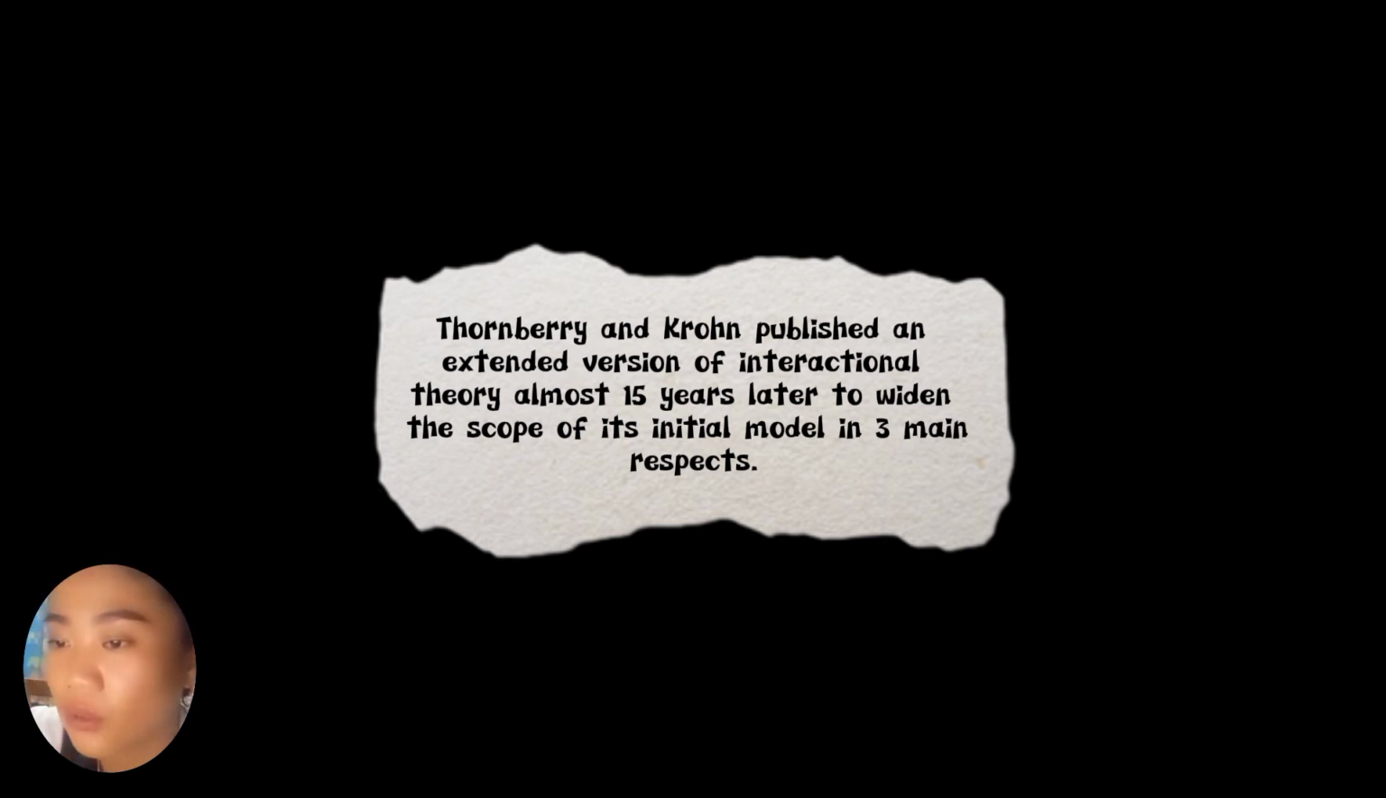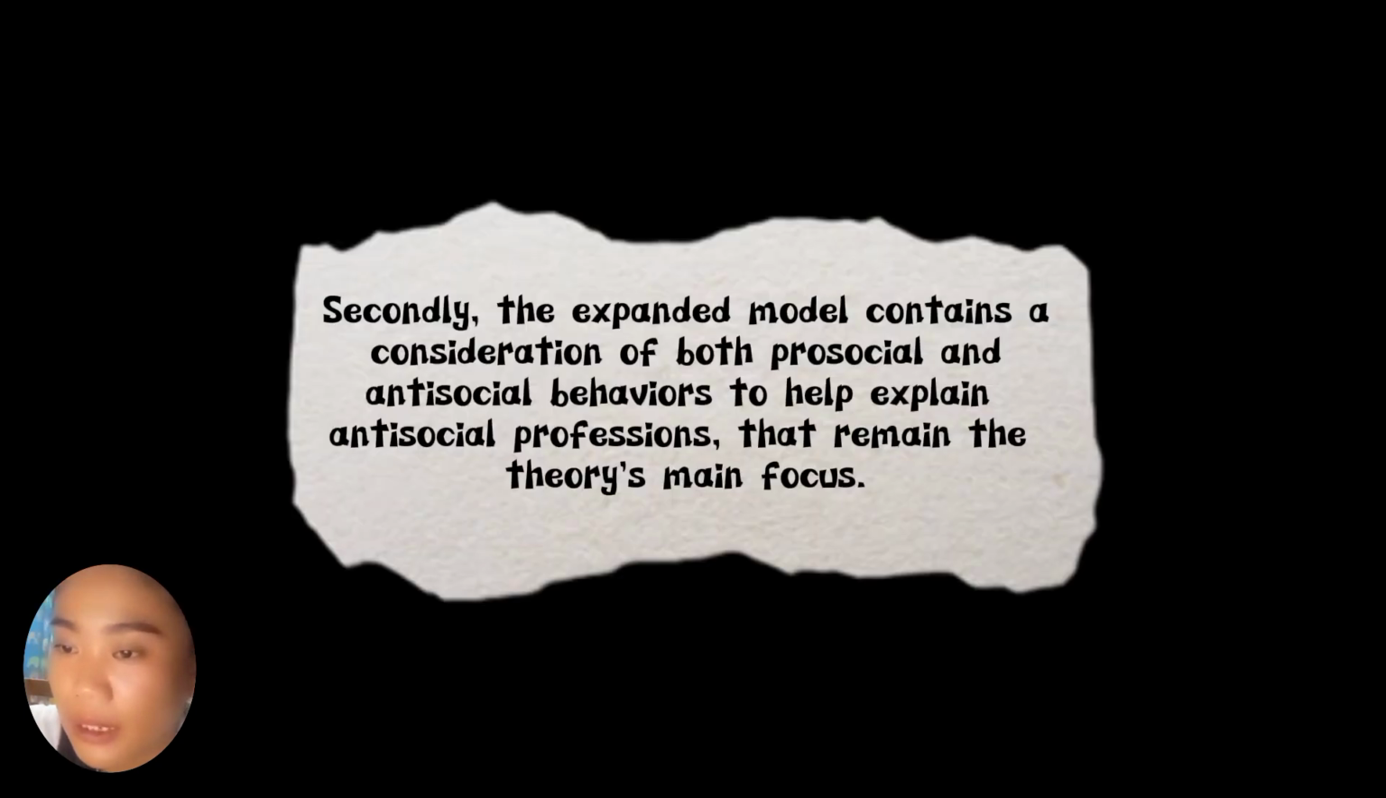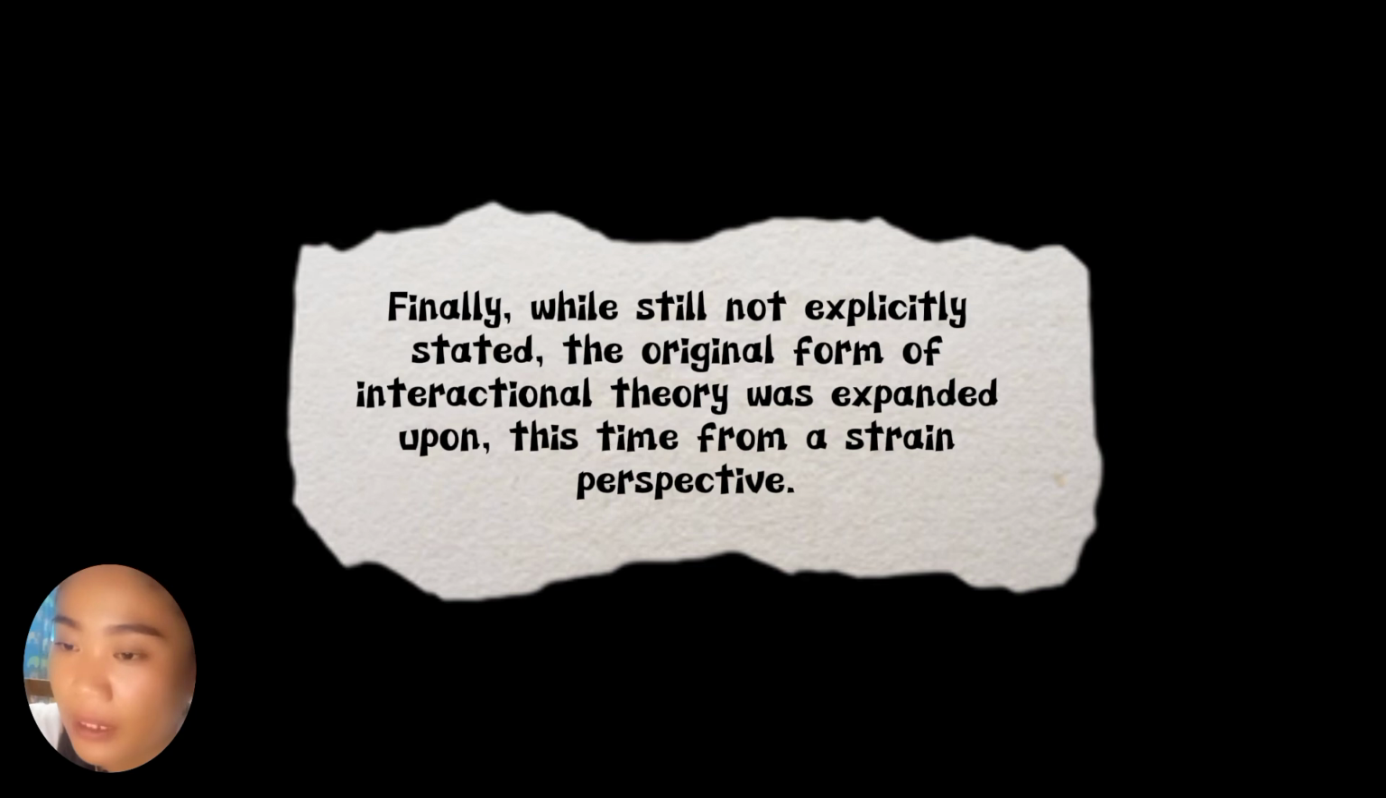to widen the scope of its initial model in three main respects. First, the life span of interest was widened from adolescents 11 to 12 years old to the complete life stages, from birth through maturity, broadly characterizing the major outcome behavior as antisocial rather than delinquent. Secondly, the expanded model contains a consideration of both prosocial and antisocial behavior to help explain antisocial behavior, which remains the theory's main focus. And finally, while still not explicitly stated, the original form of interactional theory was expanded upon, this time from the strain perspective.